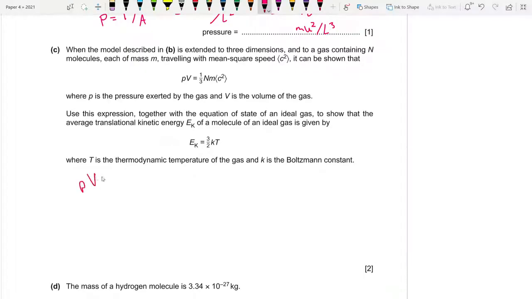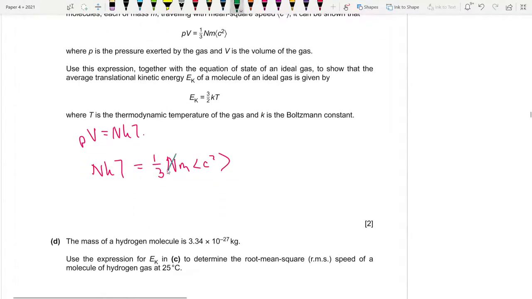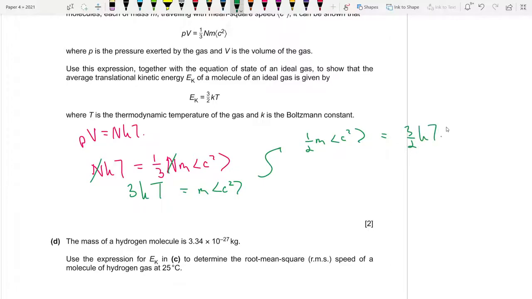So we know that PV is equal to NkT. So NkT can be equated with 1 by 3 Nmc squared. Now here's the thing, we can get rid of N and we can multiply 3 on that side. 3kT is equal to mc squared. We know that the average kinetic energy of one molecule is going to be half mc squared. So we can bring a half on each side. Half mc squared is equal to 3 by 2 kT. And this half mc squared is equal to the average translational energy of one molecule.